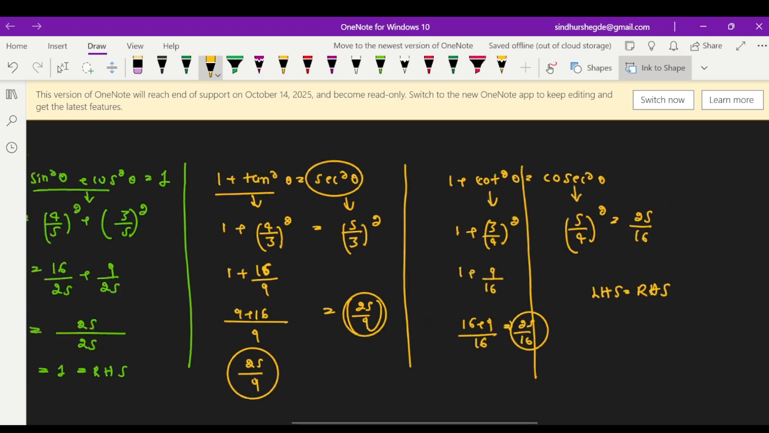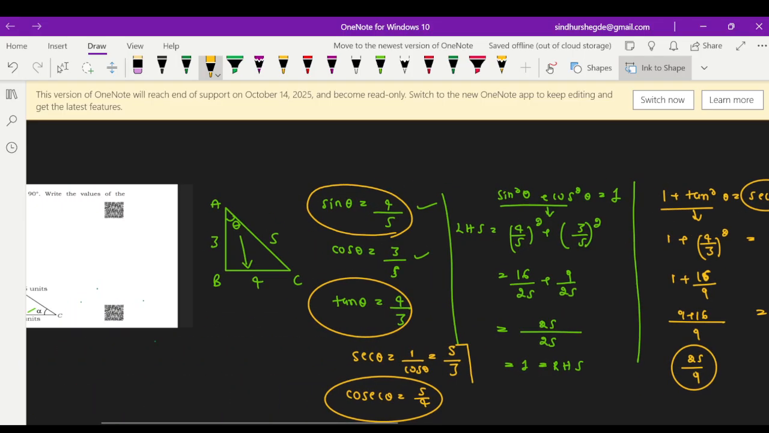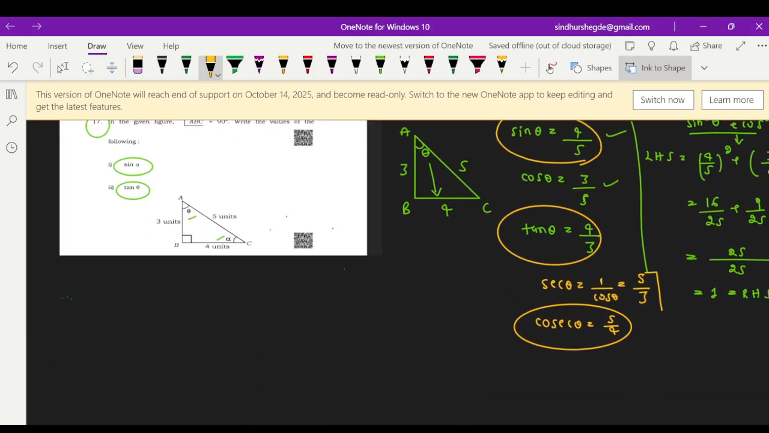They may ask any questions related to this. There is actually another question: find sine alpha, which is related to alpha. So we have to make a separate right angle triangle, that is, alpha is here, with sides 3, 5 and 4.